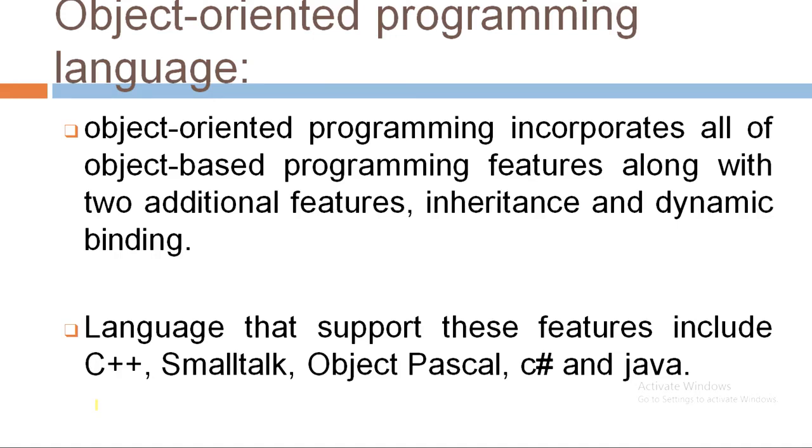The next thing is the object-oriented programming language. Object-oriented programming languages incorporate all of the object-based programming features along with inheritance and dynamic binding. The object-oriented programming languages are C++, C Sharp, Java, Smalltalk, Object Pascal, and many more.